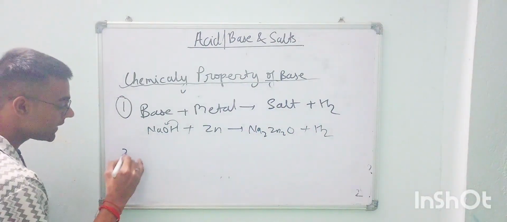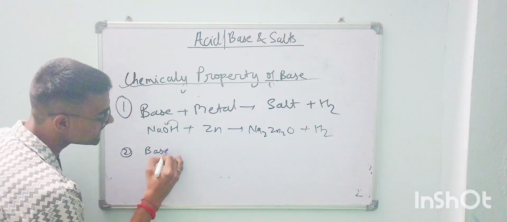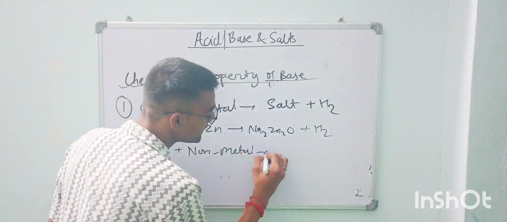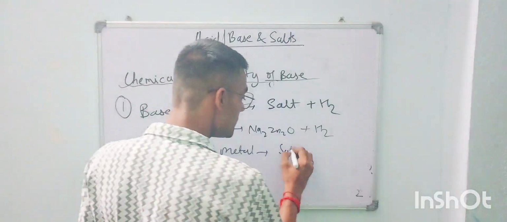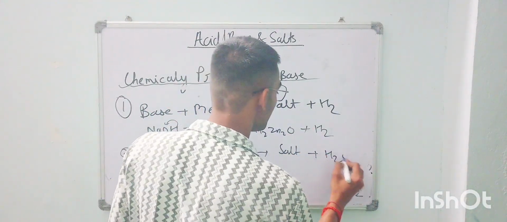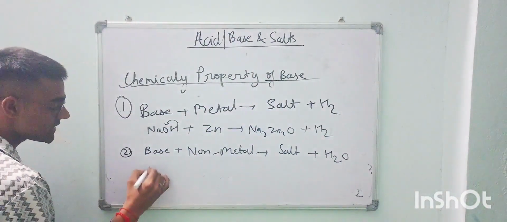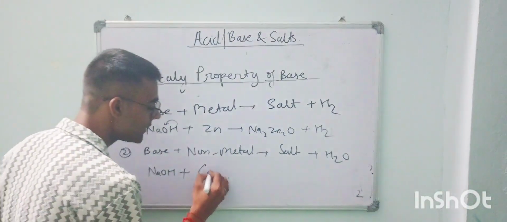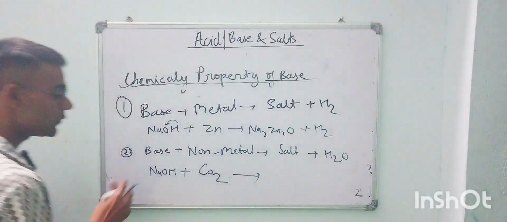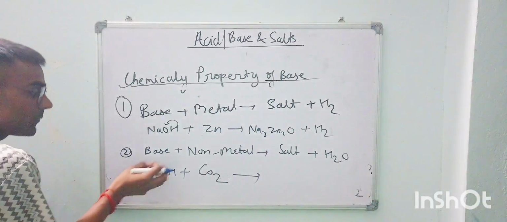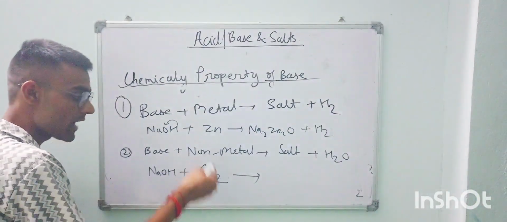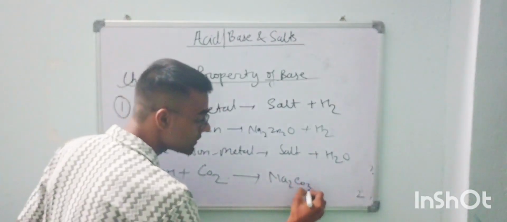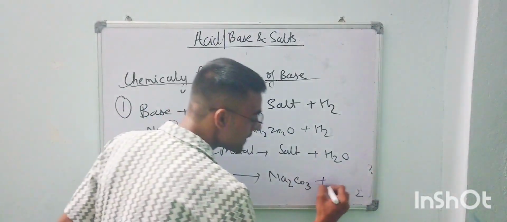And the second property is that when a base reacts with a non-metal, there is salt plus water. We can take the base NaOH plus a non-metal; in the case of non-metal, we can take CO2. So when sodium hydroxide reacts with carbon dioxide, it gives Na2CO3, sodium carbonate, plus water.